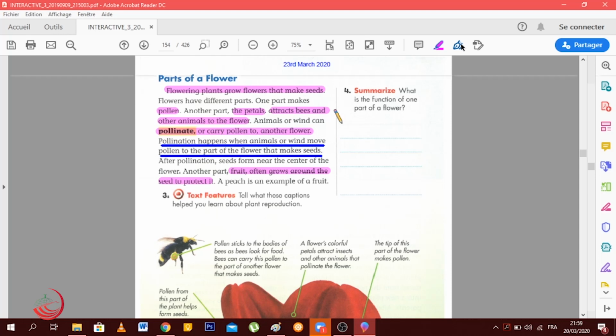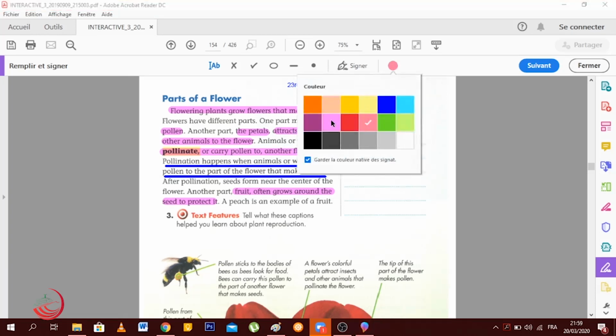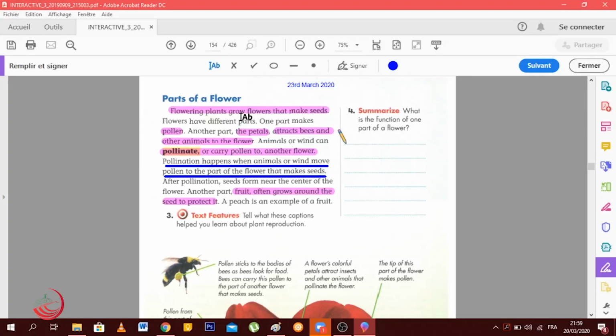1, 2, 3. Okay, so we read the text again, and one part makes pollen, and another part, the petals, attract bees and other animals to the flower.